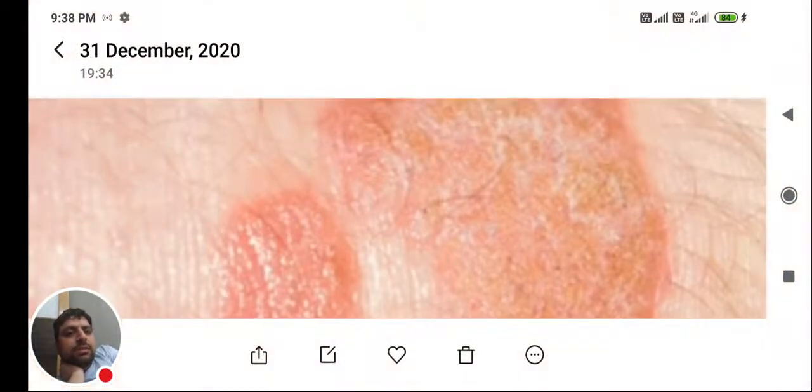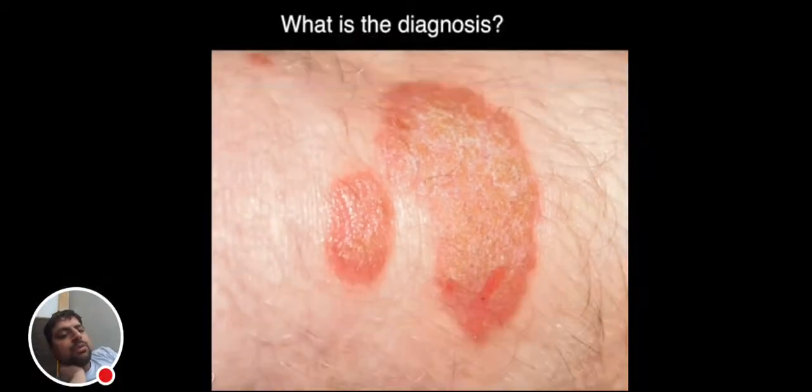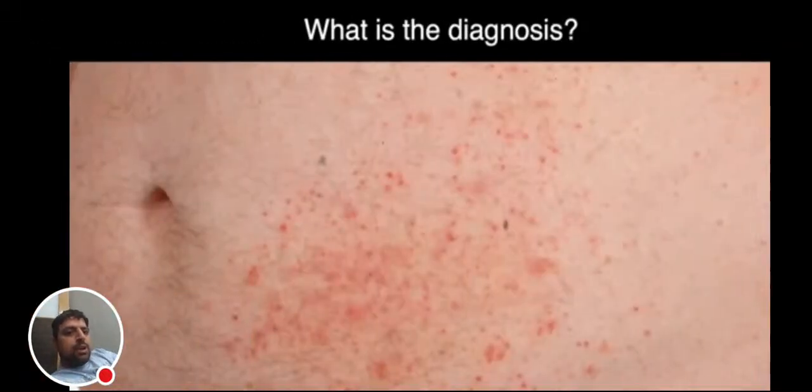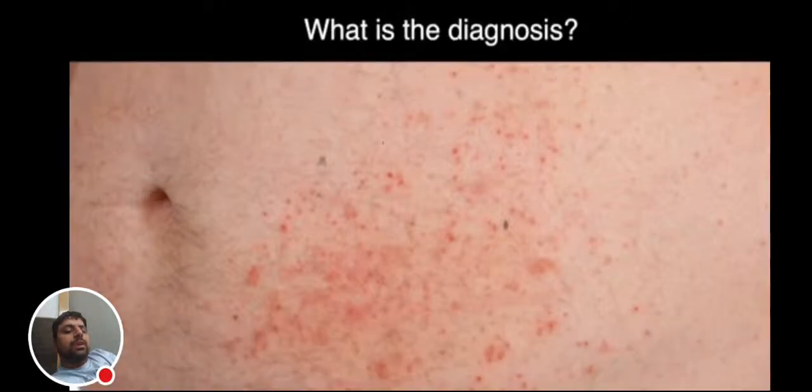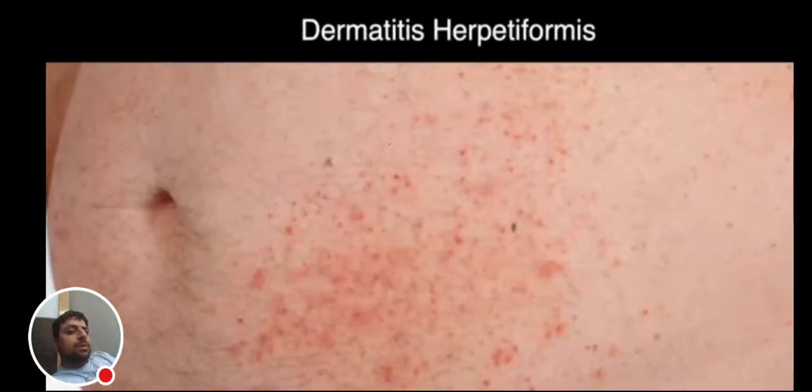This is a case of, guys, if you know these, at least 70% marks, these all images from dermatology. So this is psoriasis. This image shows psoriasis. Now, what is the diagnosis here? This is a case of dermatitis herpetiformis. This is a dermatitis herpetiformis image.